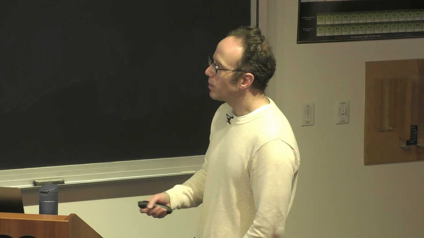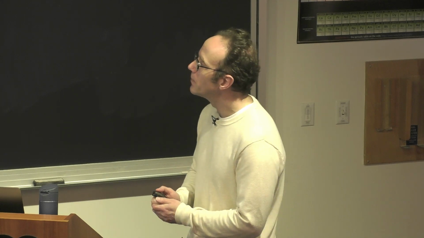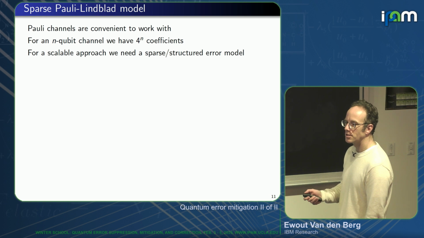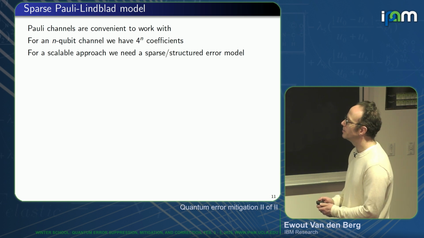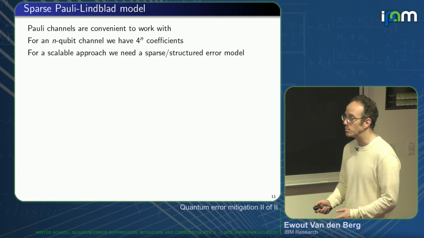Now, Pauli channels, as we've seen, are easy to work with. But for an n-qubit channel, we have 4 to the n coefficients, so this does not scale. If you want a scalable approach, you need an even more structured model.